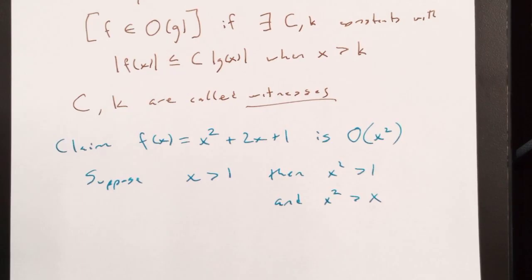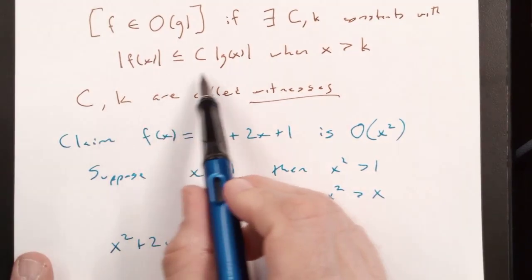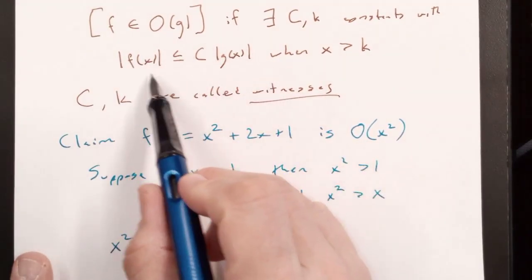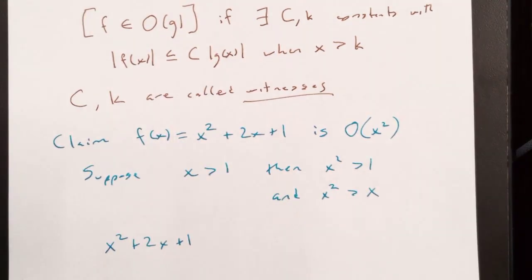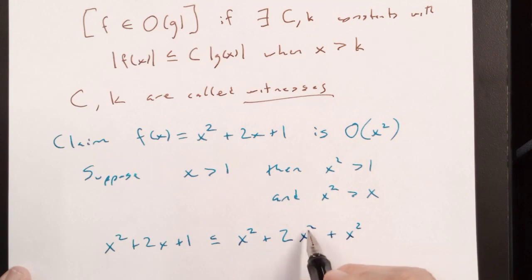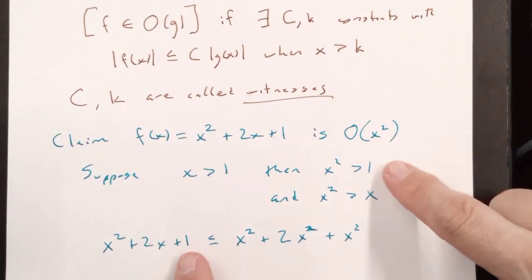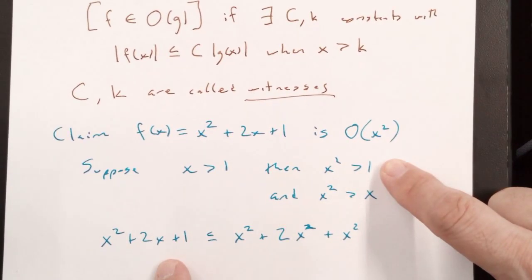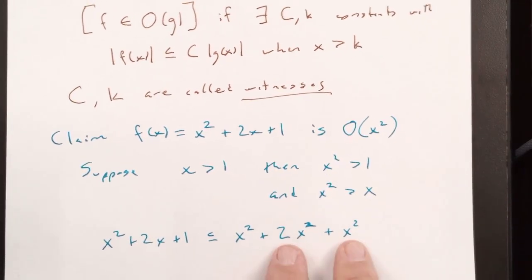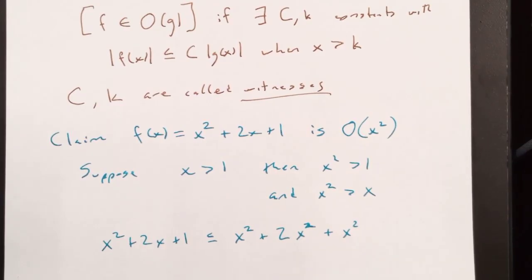With me so far? Now let's look at f of x. Remember, my goal is to show this. What did you just do? I had a 1. I know that x squared is bigger than 1 whenever x is bigger than 1. I had an x. I replaced the x with an x squared. I know it got bigger. These two things are bigger than these two things. So this whole side must be bigger than this whole side, as long as x is bigger than 1.